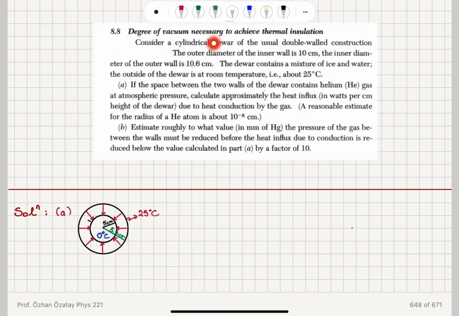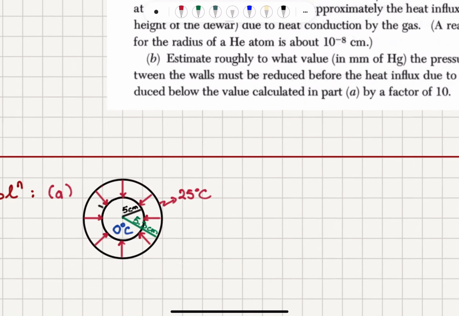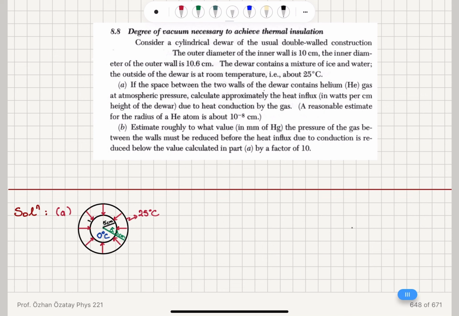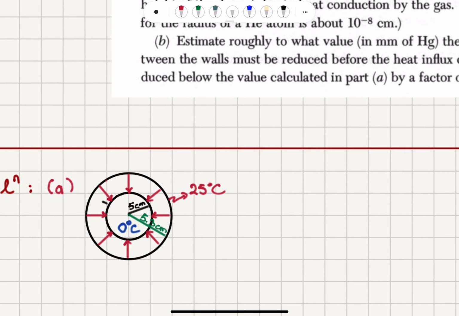Degree of vacuum necessary to achieve thermal insulation. Consider a cylindrical dewar of the usual double-walled construction. The outer diameter of the inner wall is 10 centimeters. The inner wall has a 10 centimeter diameter. The inner diameter of the outer wall is 10.6 centimeters.